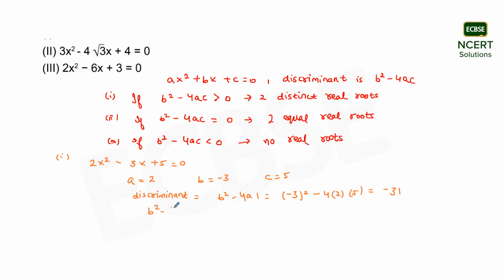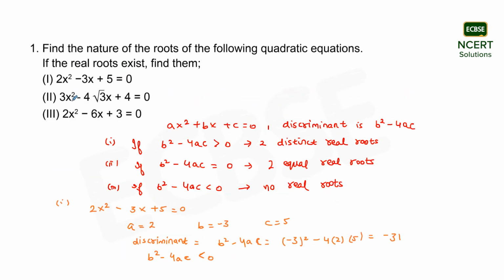Clearly the value of the discriminant, that is b square minus 4ac, is less than 0, right? And if we see the information which was given earlier, if the value of the discriminant is less than 0, then that quadratic equation has no real roots. So we can conclude over here that no real roots are possible. That is, we cannot obtain the real roots for this quadratic equation. And if the real roots don't exist, then we cannot proceed further to find the roots, which is very clear.